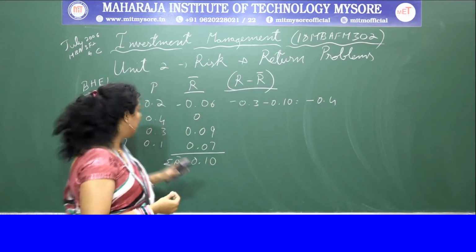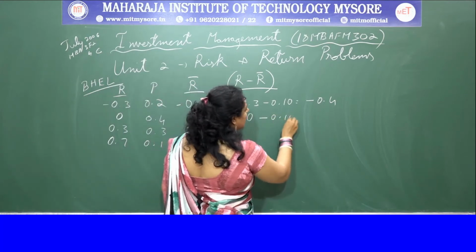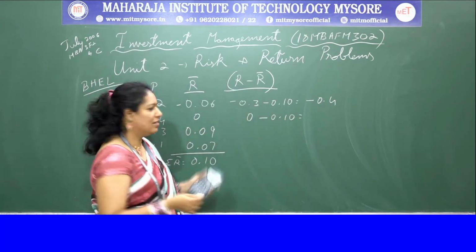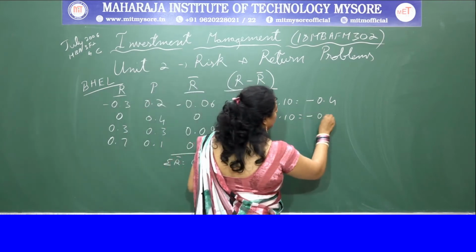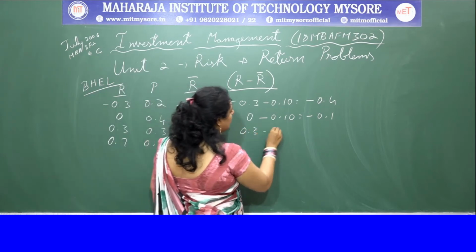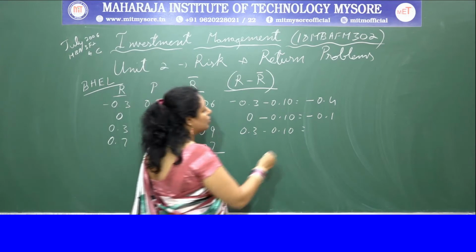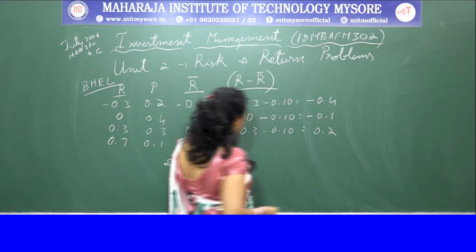Okay, in the same way we have to do it for the remaining. So here 0 minus 0.10, so that is understood, it is minus 0.10. And the third one, it is 0.3 minus 0.10. So 0.30 minus 0.10, you get 0.2.